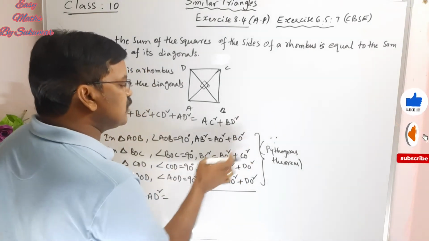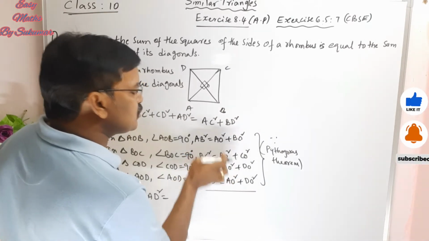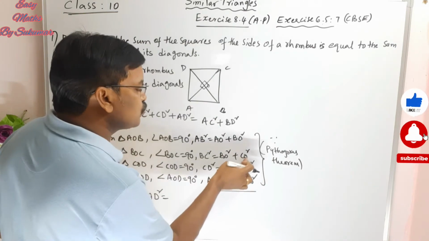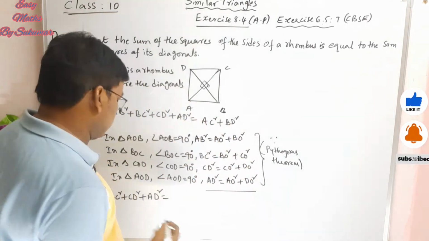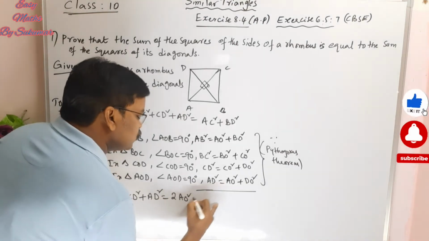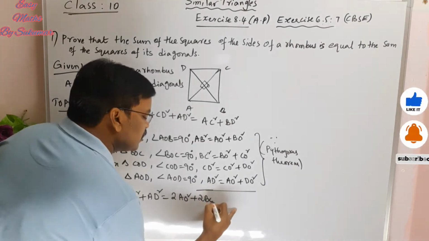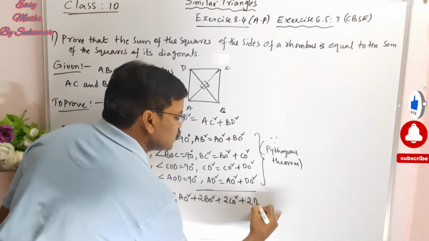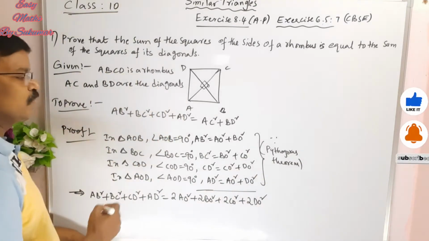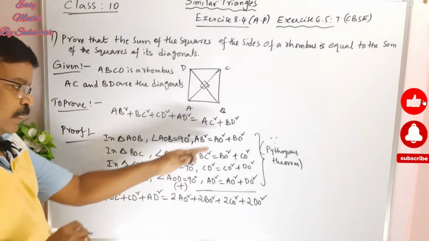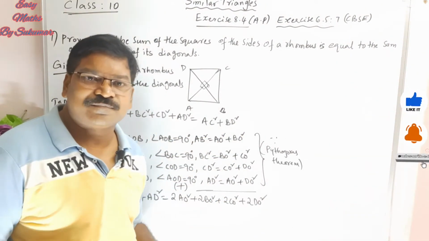So BO square plus BO square, like that AO square plus AO square, there are two AO squares. Like that there are two CO square, like that there are two DO square. So you can write 2AO square plus 2BO square plus 2CO square plus 2 times DO square. Okay. Here what we did here, my dear students, we added these four equations.